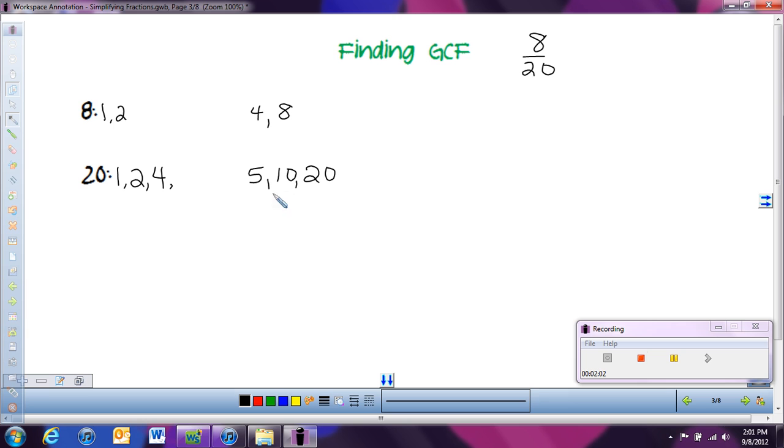Now we need to look at our two lists to see which one is the greatest that they share. So they both have 1. They both share 2. They both share 4. And 4 would be the biggest one they have in common with each other. So I can divide by 1 on both of those. I could divide by 2. But if I divide by 4 on both of those numbers, I'll only have to simplify in one step.